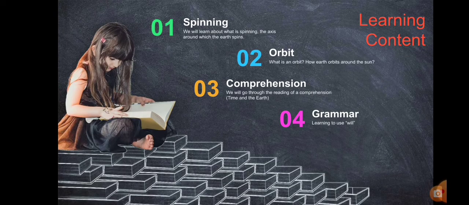In today's lesson, we will learn a few new concepts. Number 1, spinning, in which we will learn what spinning is and the axis around which our Earth spins. Number 2, we will learn about orbit, what an orbit is, and how Earth orbits around the Sun. In stage 3, we will go through a comprehension that is again related to time and the earth. And in the last part, we will learn to use will in our future facts. That is grammar. So let's begin our lesson.